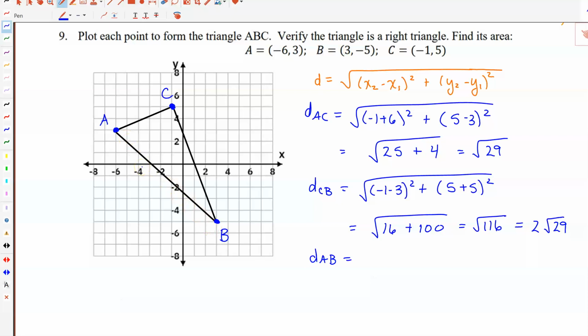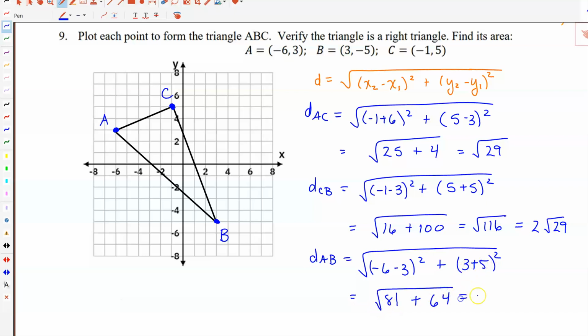Alright, finally for this last side, AB, we're going to find the difference in the x coordinates. So then I will have -6 minus 3 squared, plus difference of the y coordinates would be 3 minus -5 or 3 plus 5 squared, and then we'll take the square root of that whole thing. So I'm going to get 9 squared, which is 81, and then 8 squared, which is 64. Go ahead and add those together and we get the square root of 145, which does not simplify.